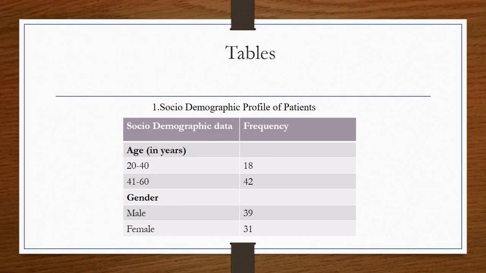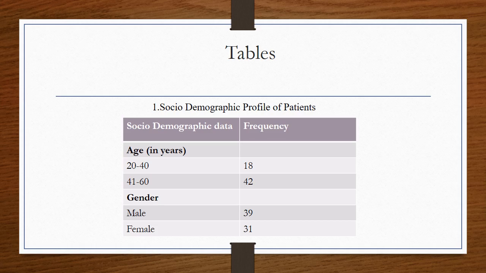Here, this is the table. It has a self-explanatory title, that is, socio-demographic profile of patient, and it also has a number. So number 1, socio-demographic profile of patient. By the title itself it is clear, that is self-explanatory.